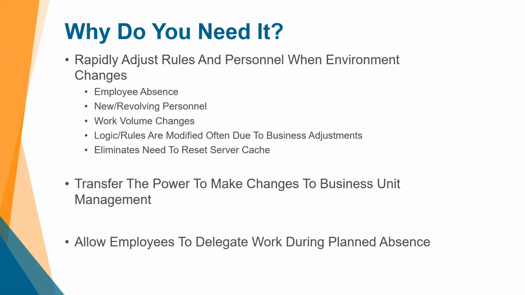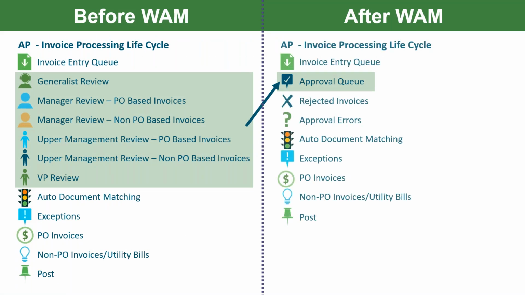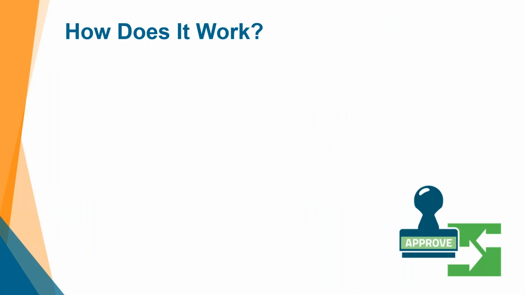And again, it allows our employees to delegate their work during those planned absences. Looking at that same graphic that we had before, your queue logic really changes. We can take away the specific approval queues and put that into a single approval queue. Given there are some different capabilities within the system, we can handle any of those other exceptions or errors or anything else that comes along the way. So again, it can simplify your workflow for what it looks like.